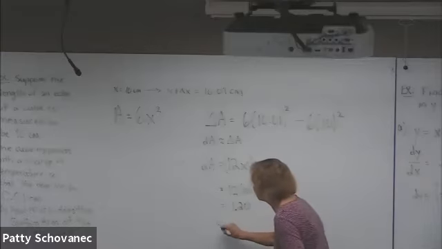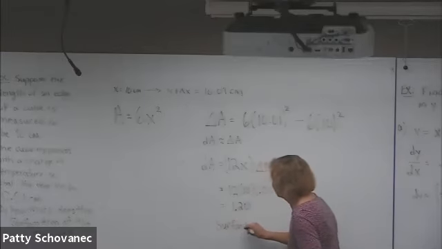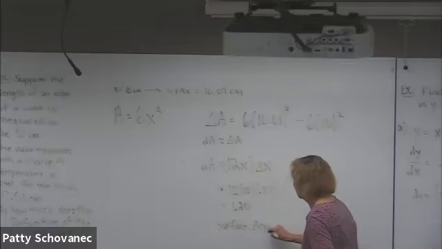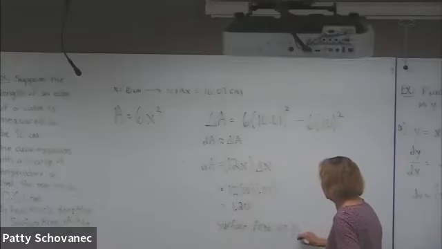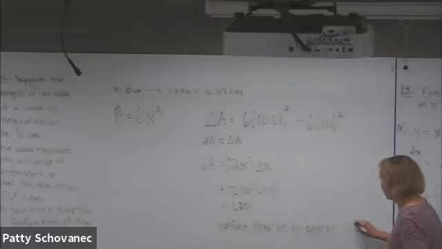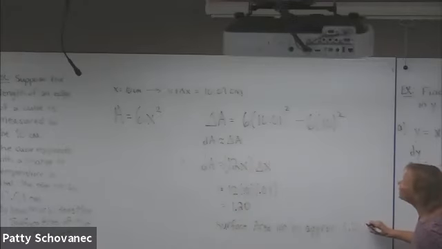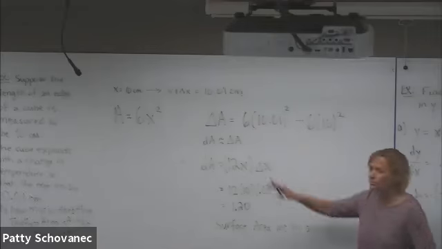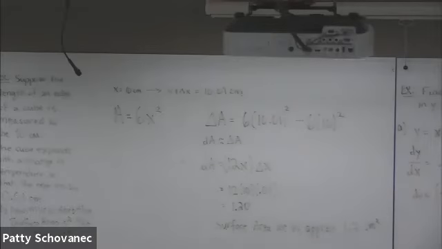So the surface area increases by approximately 1.2 centimeters squared by increasing the edge by that much. Okay? So if you did this calculation, you should be pretty dang close to that. But the point is, we don't want to do that calculation. We want to quickly approximate. Okay?